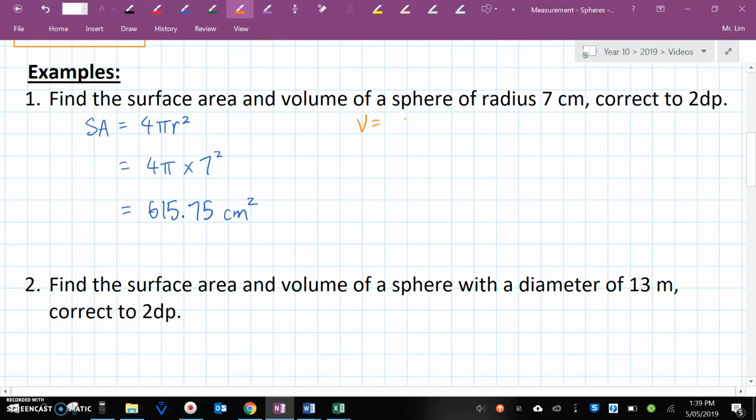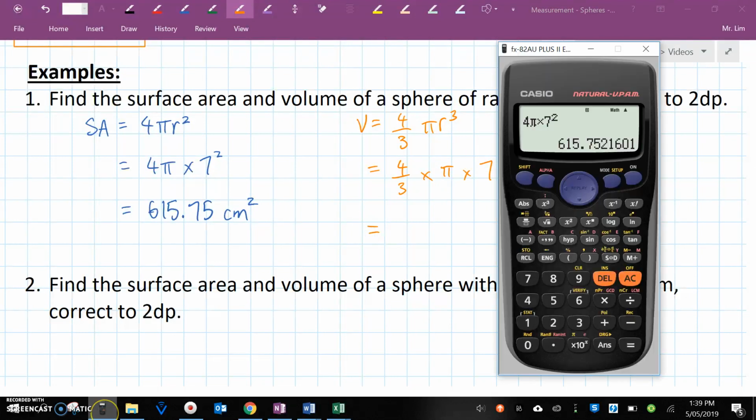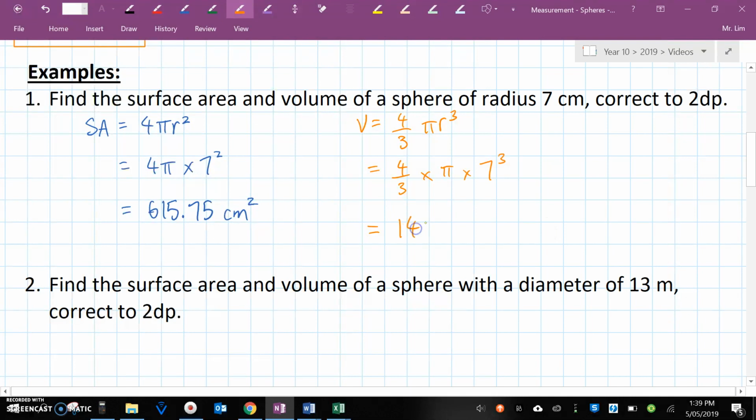The volume is given by the formula 4 over 3 pi r cubed. Just substitute that in, 4 over 3 times pi times 7 cubed, which is 1436.76 centimeters cubed.